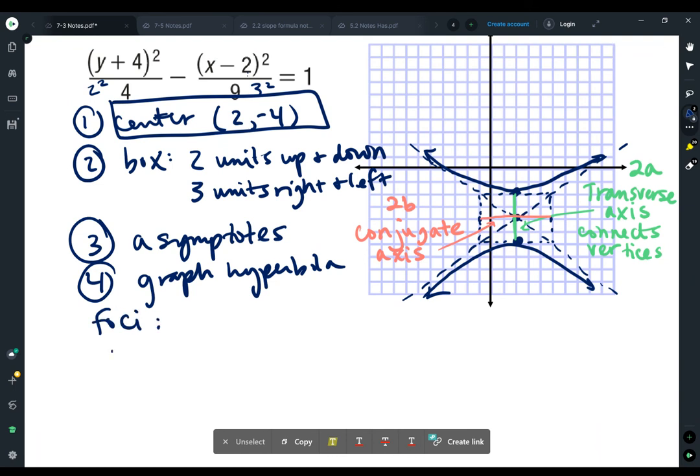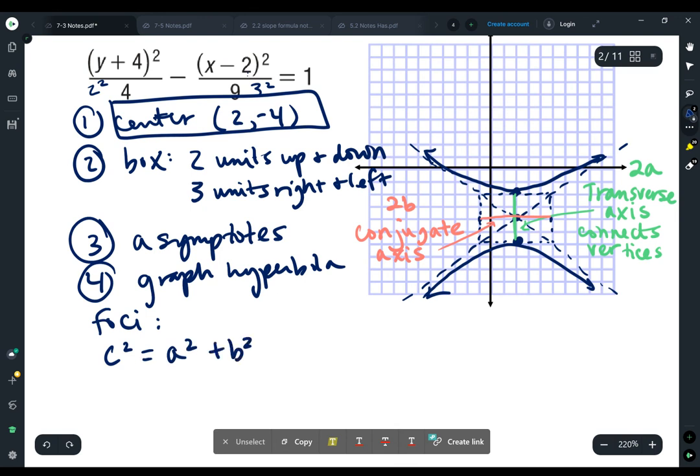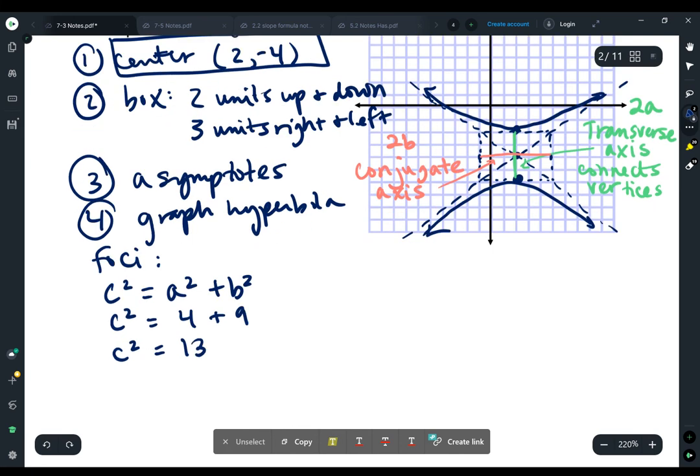And so for my foci, I know that I have the equation c squared equals a squared plus b squared. It's great because I'm adding a squared and b squared. I can't really screw it up. So that's going to be 4 plus 9. So 13. So I'm going to have plus or minus the square root of 13.